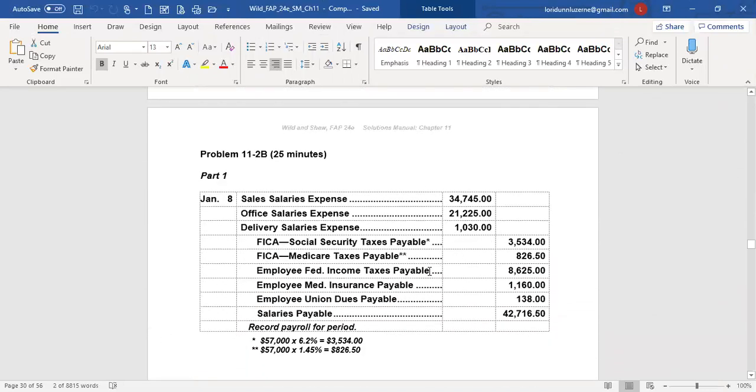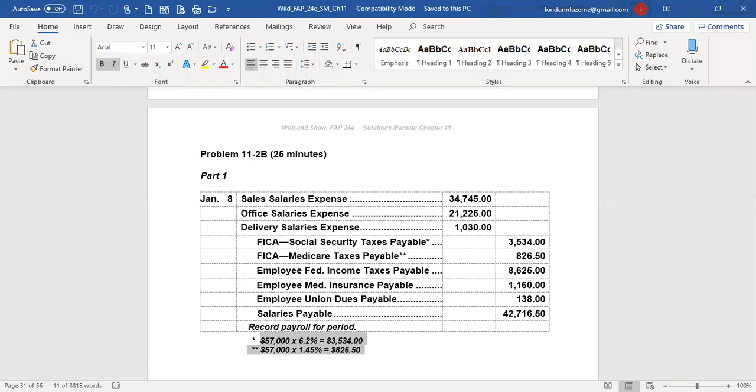So the first step is to calculate the FICA and Medicare. So what we'll do is add all the gross salaries together. $34,745 plus the $21,225 and plus the $1,030. So the total gross pay for all employees is $57,000. To calculate the Social Security we would withhold from an employee's paycheck, we'll multiply that by 6.2%. So the total Social Security FICA, $3,534.